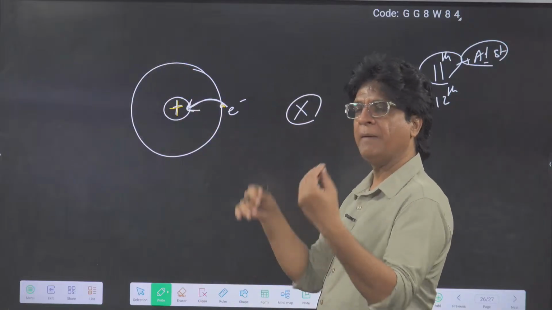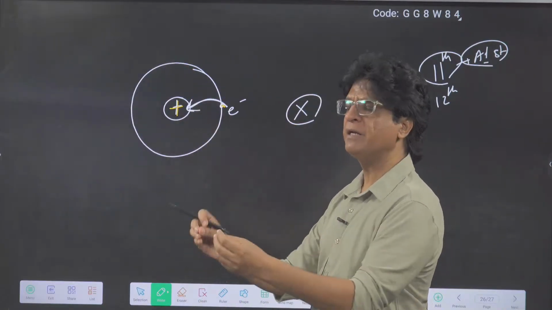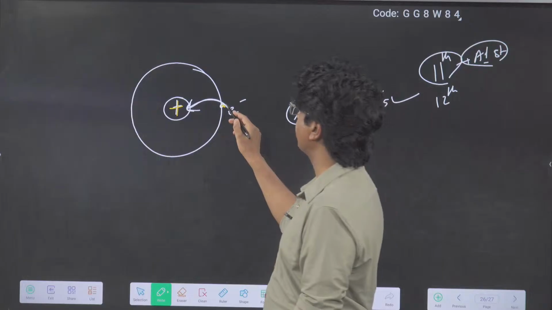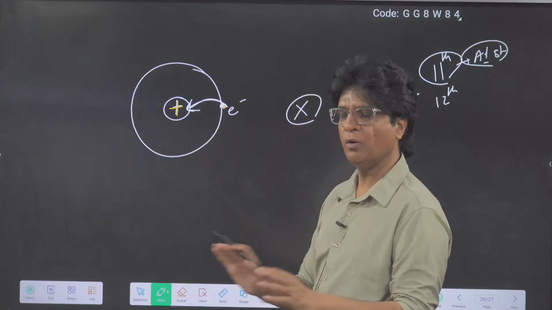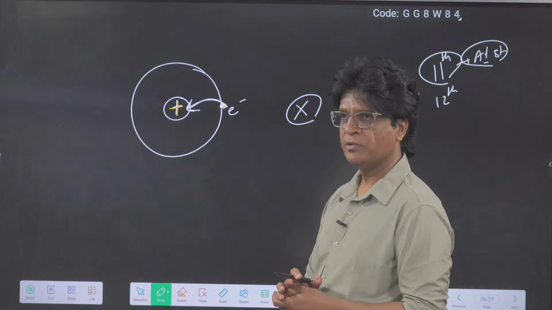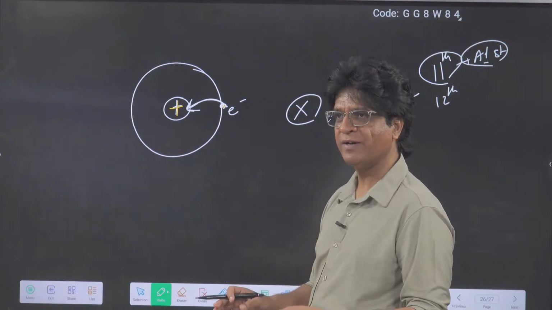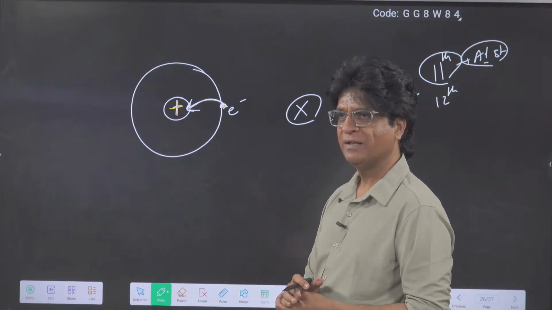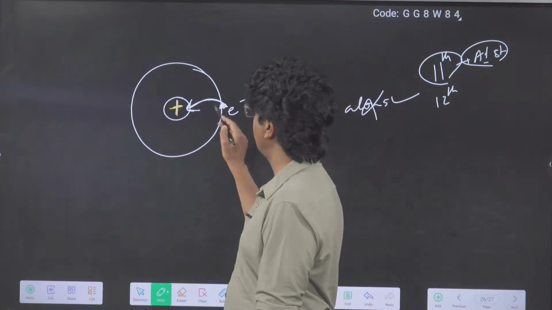Multiple shells. I'm not asking about multiple shells. I'm making it very simple. There is only one electron in the first shell. Only one electron. Hydrogen atom I'm talking about, right? Chandu, shielding effect and screening effect are one and the same thing, right? Why does this electron not fall?